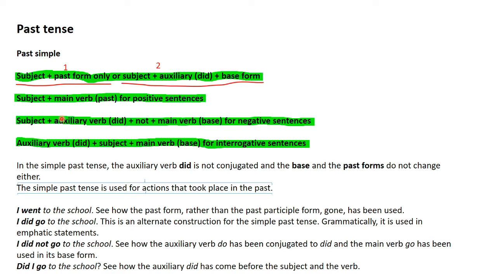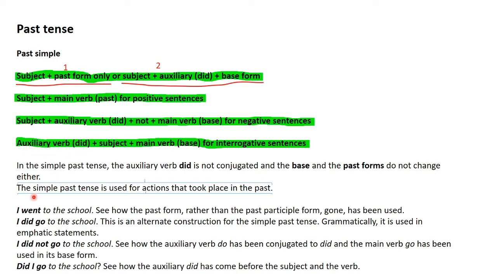In case of negative sentences, the pattern is subject plus the auxiliary verb did, then you have to add not, because this is a negative statement, and then the base form of the verb, because this auxiliary did has been used in this sentence. And in case of interrogative sentences, the auxiliary did comes first, followed by the subject, then the main verb in its root form, because we are using the auxiliary did.